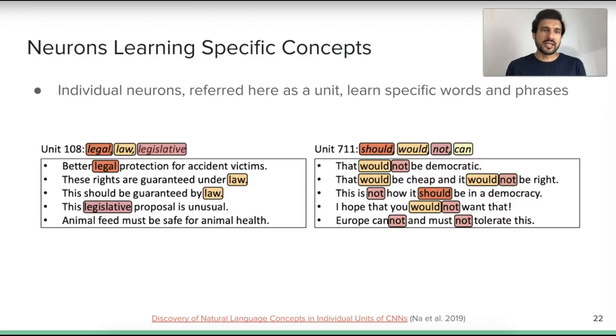So here researchers have shown that neurons capture specific concepts and are responsible for looking at very specific words. For example, here neuron 108 is looking at words related to some legal domain. And here the other neuron 711 is looking at auxiliary verbs with a negation as part of the phrase.